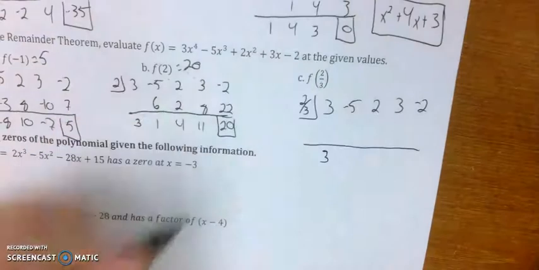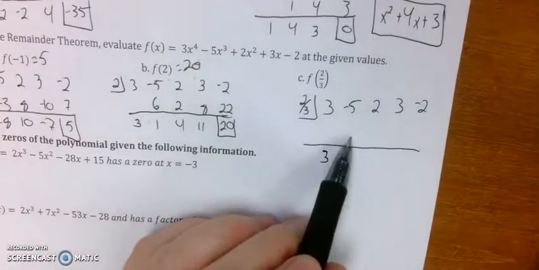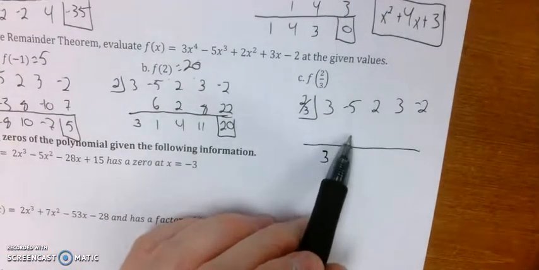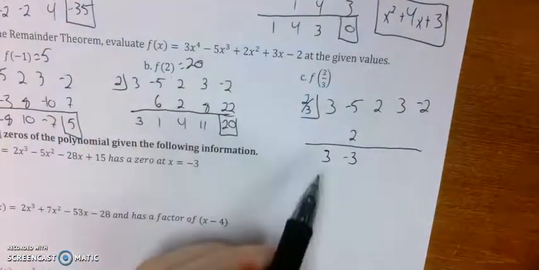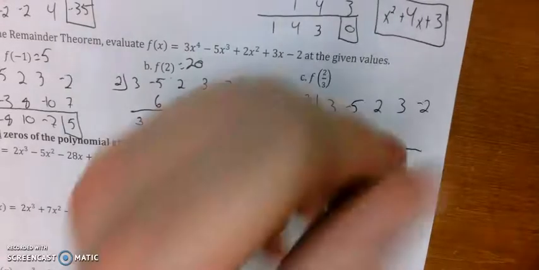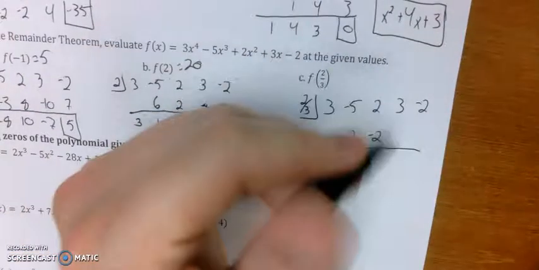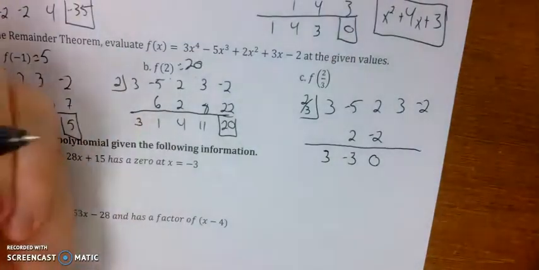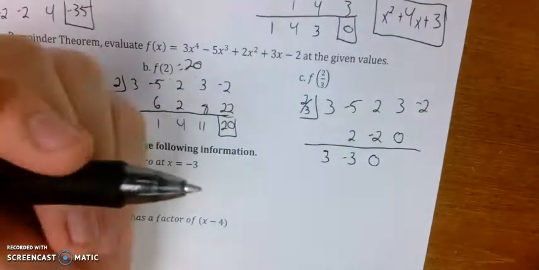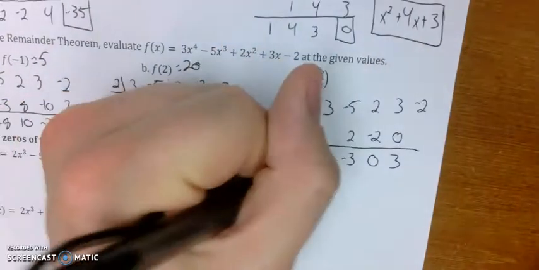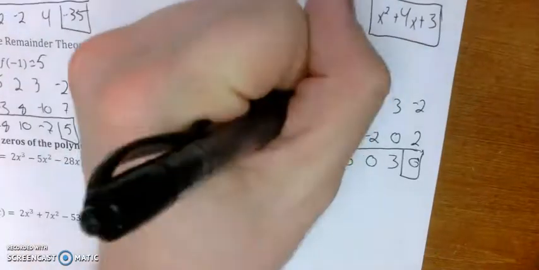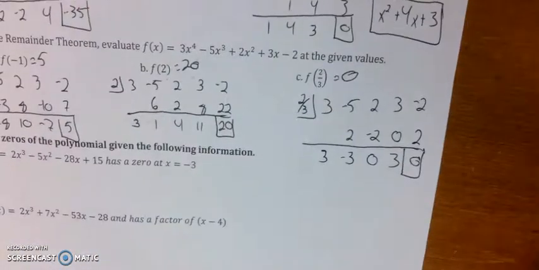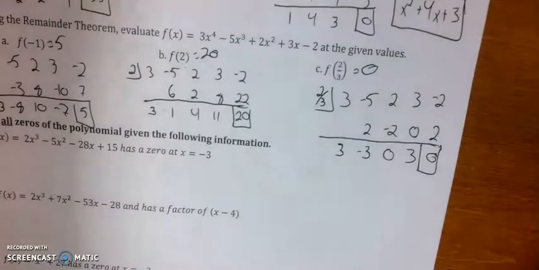We drop the first number down, so that's a 3. 3 times 2/3. 3 times 2 is 6, all over 3 is just 2. Add straight down, I get -3. If I multiply -3 by 2/3, well, I'm going to get a -2 this time. Add straight down, I get a 0. Well, 0 times anything is 0. 3 plus 0 is 3. 3 times 2/3 is 2. Hey, we got a 0 remainder. Excellent. So there we have some fundamental theorems going on with the remainder theorem.